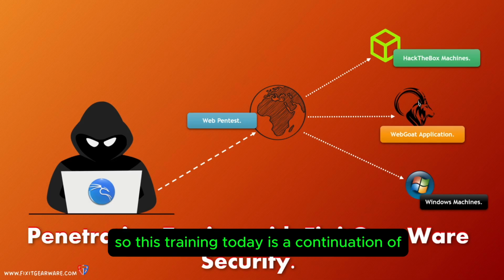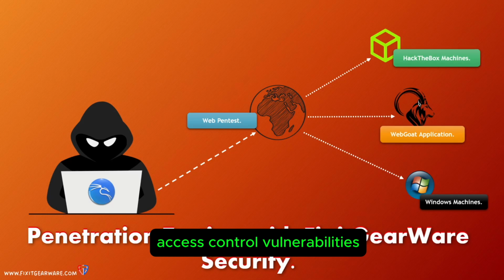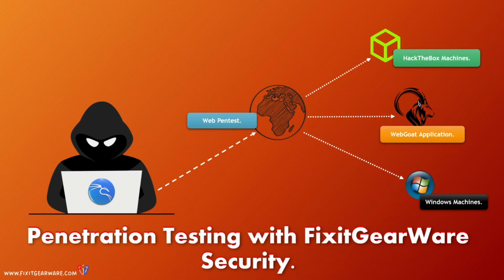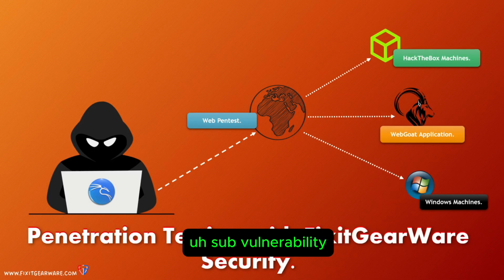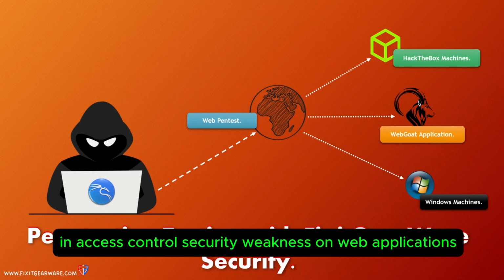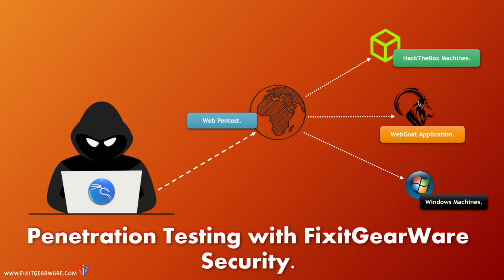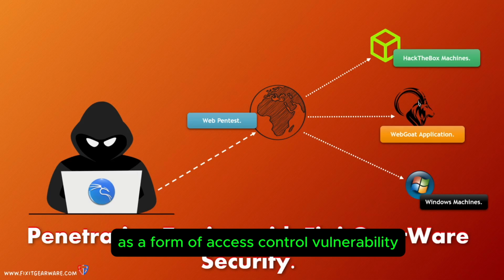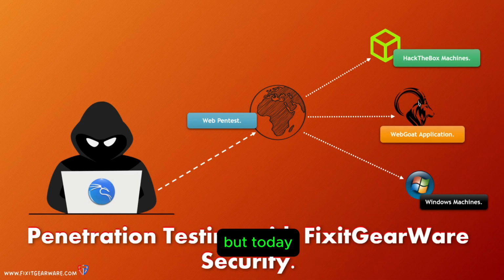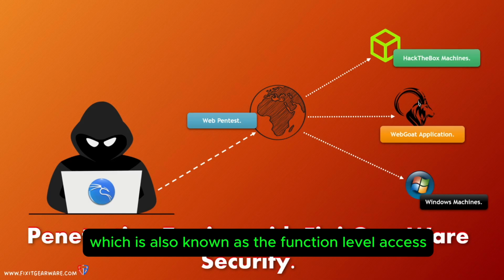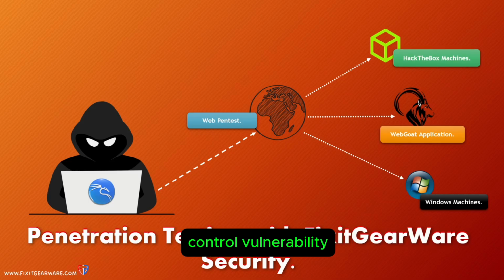So this training today is a continuation of access control vulnerabilities, and today's focus is going to be on function level access control vulnerability, a sub-vulnerability of access control security weaknesses on web applications. Previously we discussed IDOR as a form of access control vulnerability, but today we are taking another dimension to talk about FLAC, also known as function level access control vulnerability.